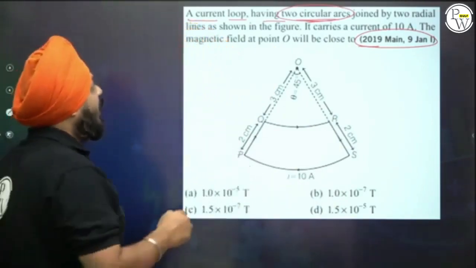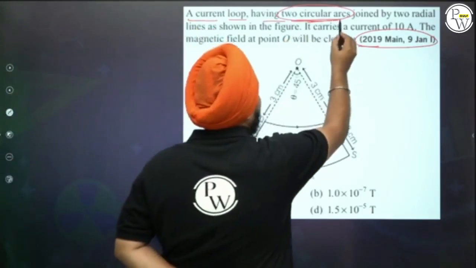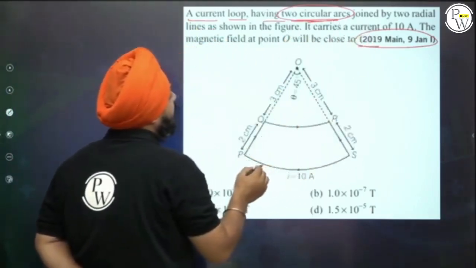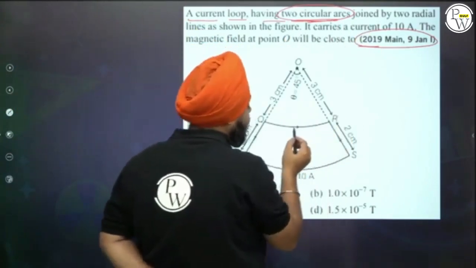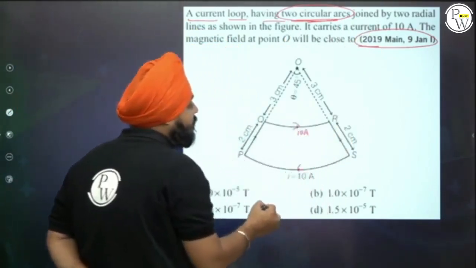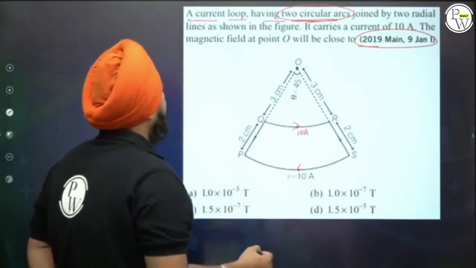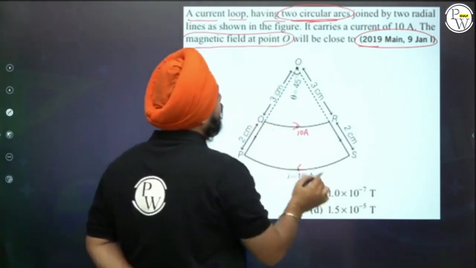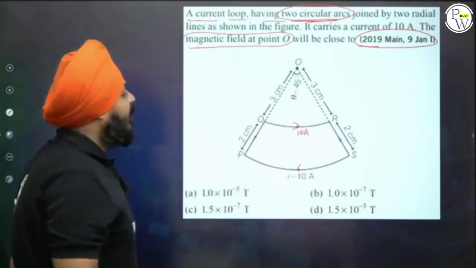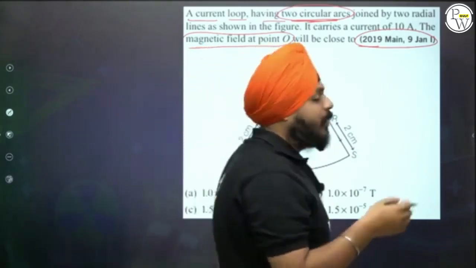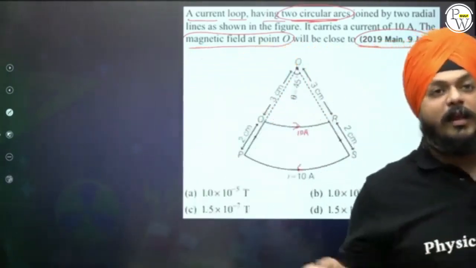A current loop having two circular arcs, joined by two radial lines. On this side the current is in this direction of 10 ampere, and on this side the current is in this direction of 10 ampere. What will be the net magnetic field at the point O? They are saying it should be close to some value. The fraction might be coming up, but we are going to analyze it.